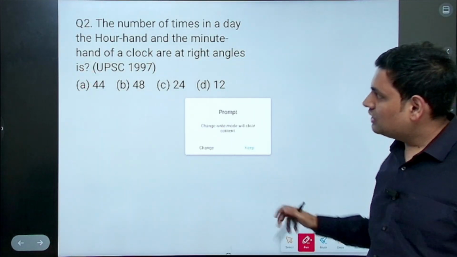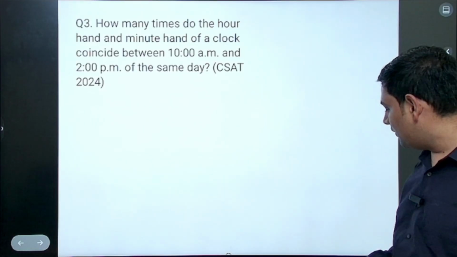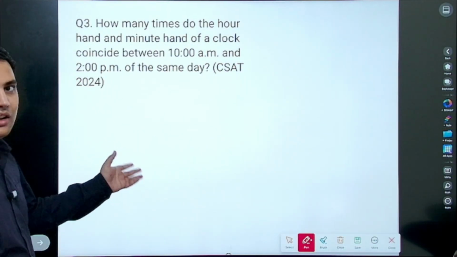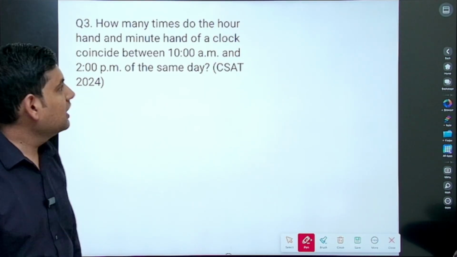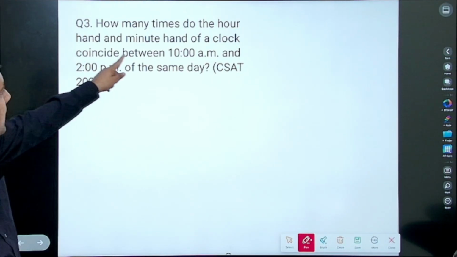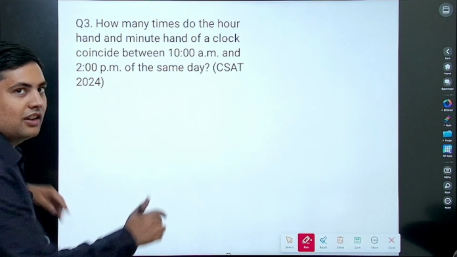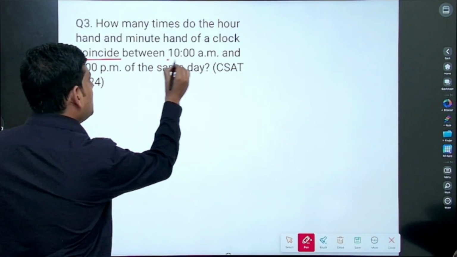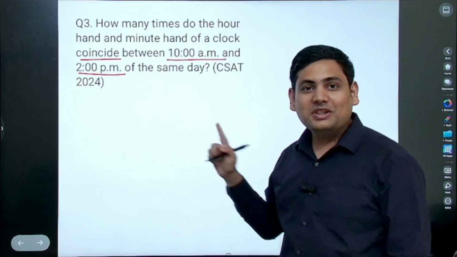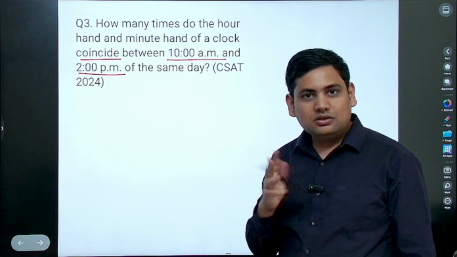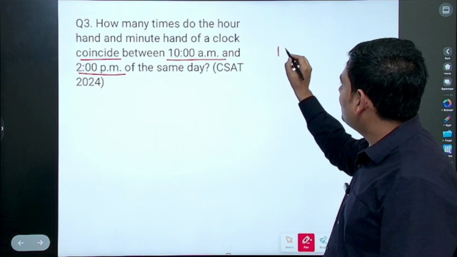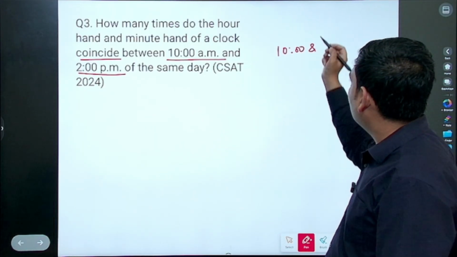Then see this from CSAT 2024. Now because students just keep learning concepts, that's why they gave a question like this. Now it is fairly easy if you understand things. How many times do the hour hand and minute hand of a clock coincide between 10 a.m. and 2 p.m.? Why they have given this range only? Because it has 12 in between and people don't know about it. All they do is just multiplication, some random. So between 10 and 2.